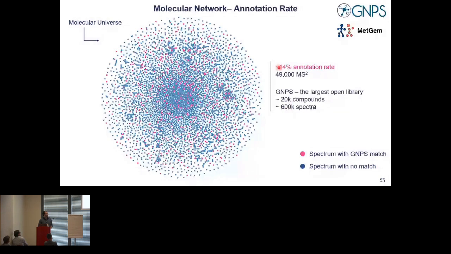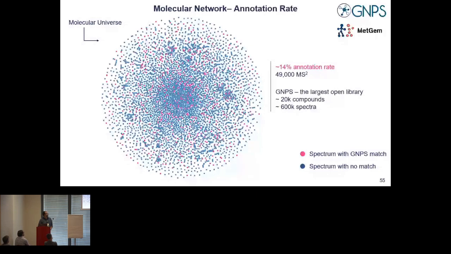These are pretty well known molecules. They're coming from a commercially available library of bioactive molecules. They're not super unique, they're not super weird, but we still got only a 14% annotation rate. So I think this really shows how bad the situation is with the available spectral libraries.